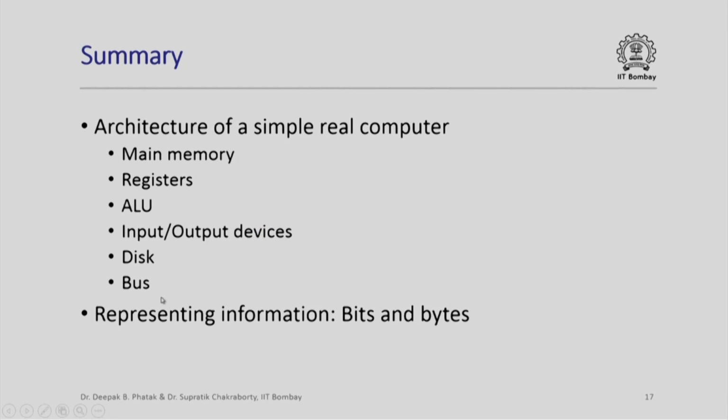So in summary, what we saw in this lecture is the architecture of a simple but real computer. The main parts are a main memory, registers, an arithmetic logic unit, input output devices, disk, bus, and of course there is also a controller which along with the arithmetic logic unit constitutes the central processing unit. We have also seen that information is represented in a computer using zeros and ones, which are called bits, and we access bits in chunks of 8 bits at a time, which are also called bytes.